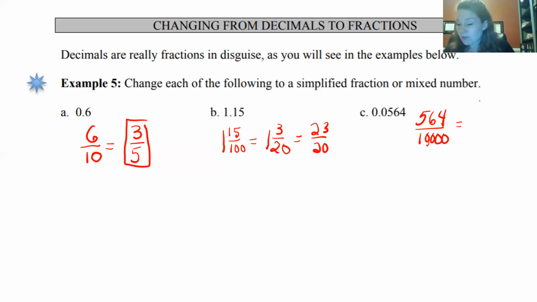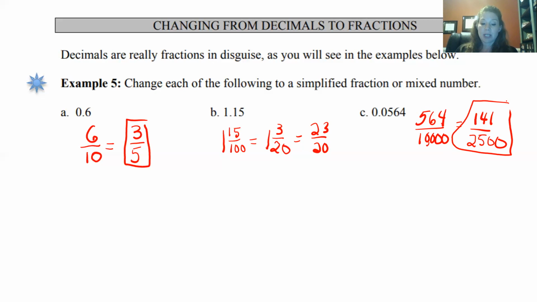Now, I think both of those numbers are divisible by 4. I'm pretty sure they are. 564 divided by 4 is 141. So now I'm simplifying it. Over 10,000 divided by 4 is 2,500. And I know that 3 will go into 141 because the digits add up to 6, but 3 won't go into 2,500. So I believe that is the right answer.